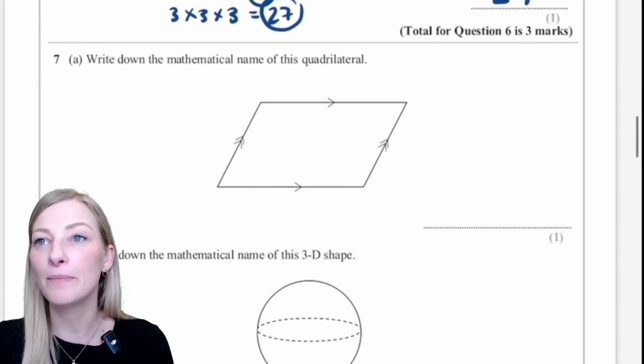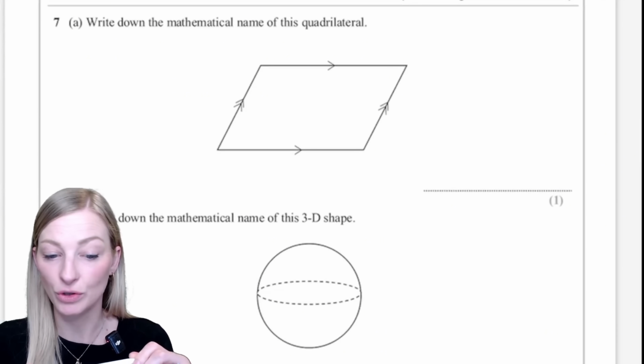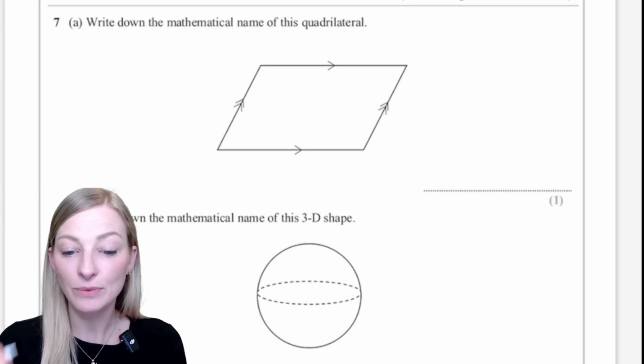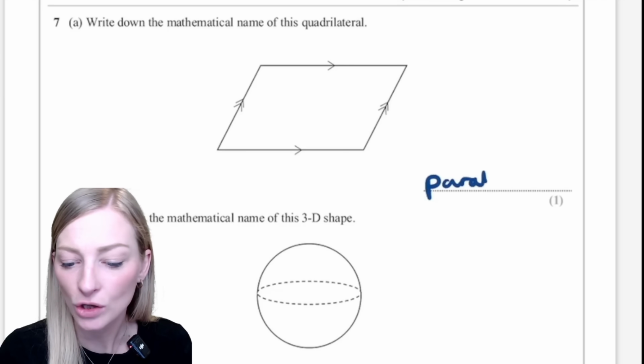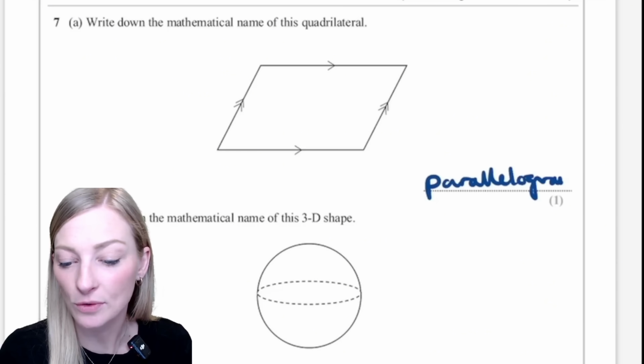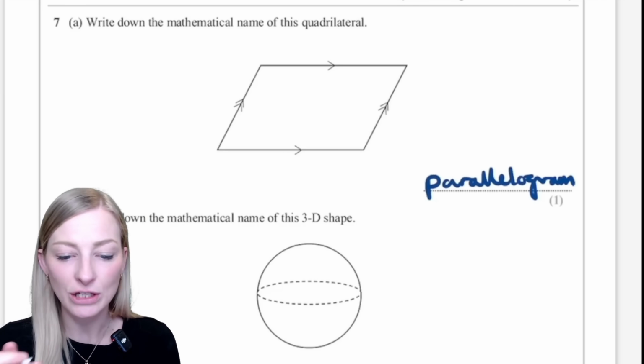Okay, question number 7. Write down the mathematical name of this quadrilateral. What is it called? So this one is like a pushed over rectangle. This is called a parallelogram. Don't worry about spelling. As long as we know what you mean, it's all good. Parallelogram there. So let's just recap.